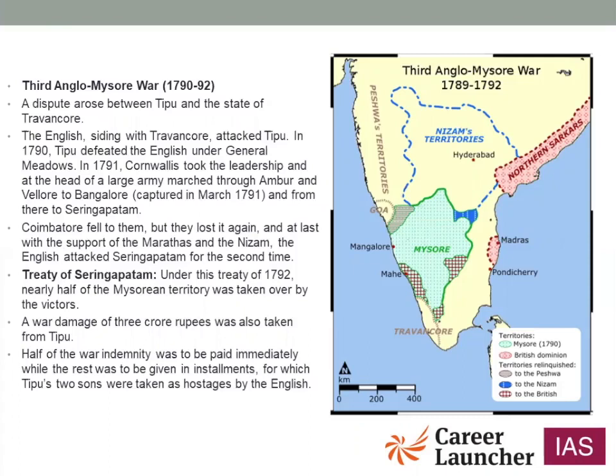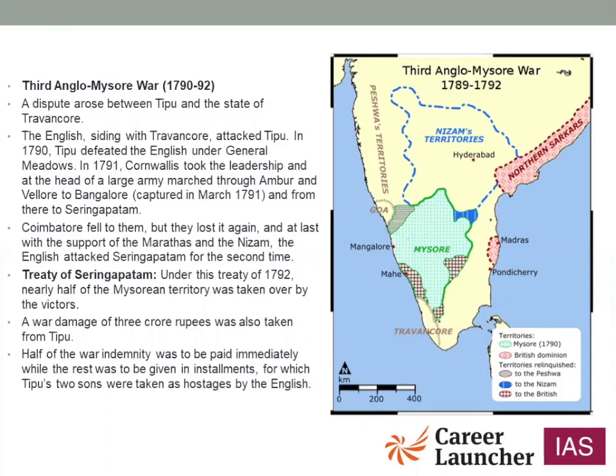In 1791, Cornwallis took the leadership and, at the head of a large army, marched through Ambur and Vellore to Bangalore. Here he captured these places in March 1791. From there they moved to Seringapatam. Coimbatore fell to them, but they lost it again. At last, with the support of the Marathas and the Nizam, the English attacked Seringapatam for the second time. Then the Treaty of Seringapatam was the conclusion of the Third Anglo-Mysore War.